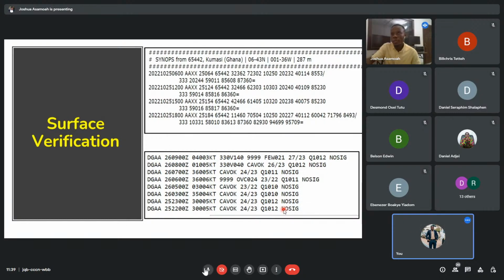Okay. So it's a mixture of the two. For us at Kotoka International Airport, we use both the sensor and manual observation. So we have sensors in the automatic weather station telling you the visibility. Automatically, it will just give you the visibility in the hours.